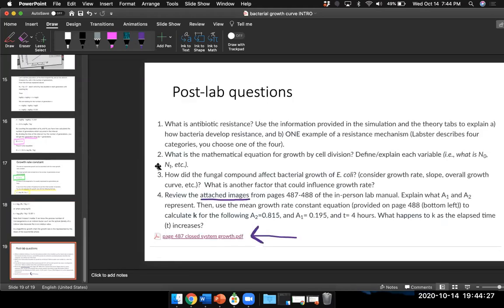And then these are the post-lab questions I asked, and I put here an arrow to point out that I did make the attachment. So to answer number 4, you need to use this attachment here. And that is it.